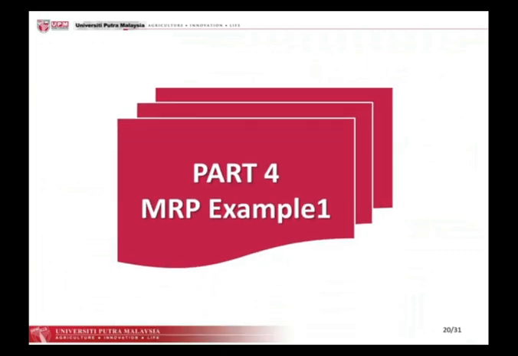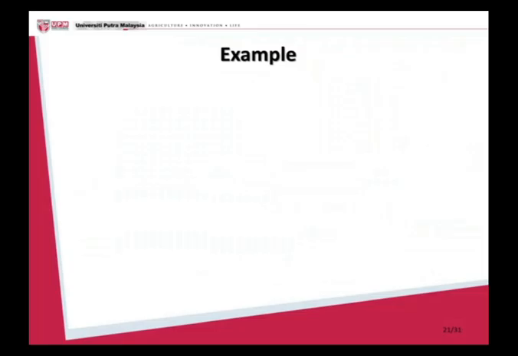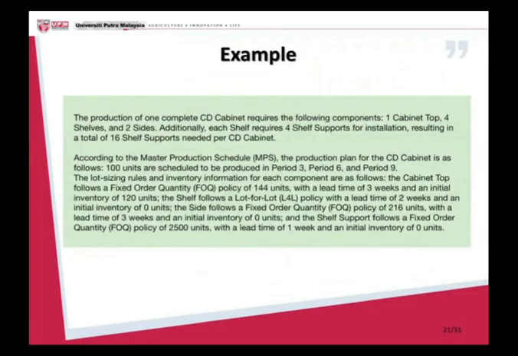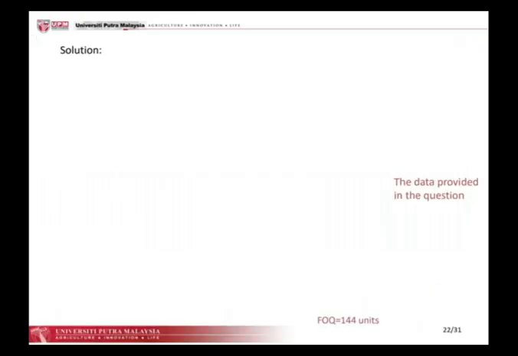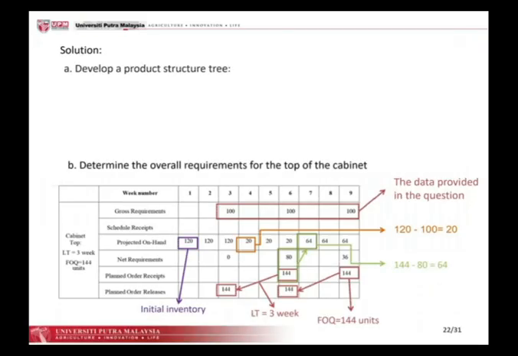The part 4 is MRP example 1. Look at this picture. Example 1 is the CD cabinet problem. According to the information in the question, we can get a product structure tree as shown in the picture. Next, we are going to make a calculation based on the data.